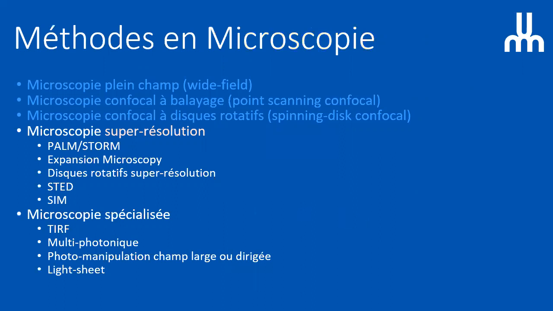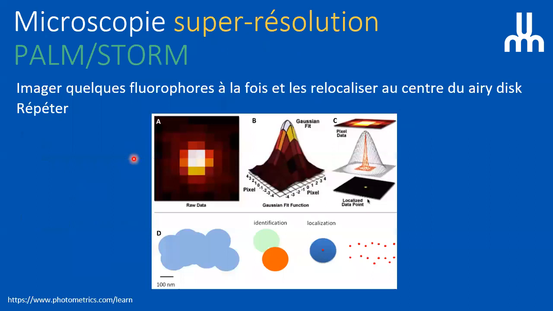The first one I'm going to talk about is called PALM or STORM. I'm just going to go briefly because it's not heavily used, and I just want to present it so you know what we can do. So how can we refine a smaller Airy disk?